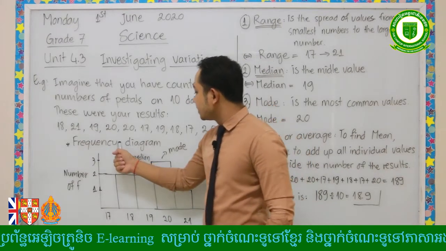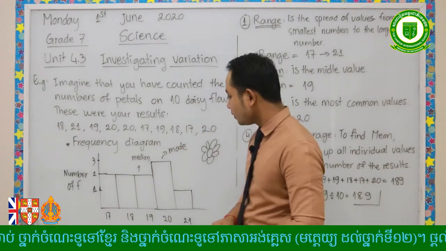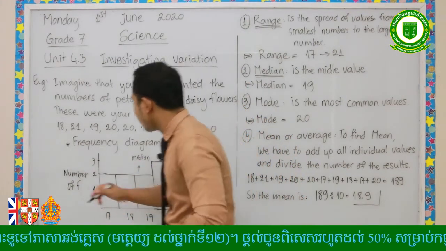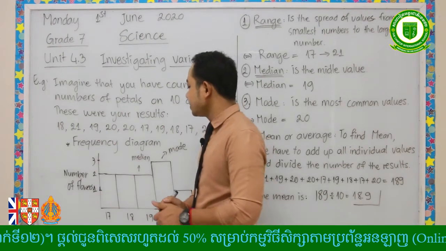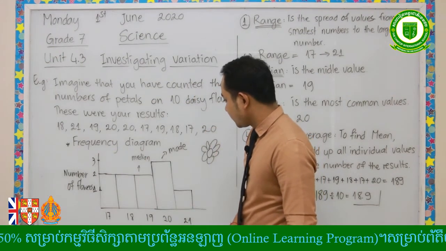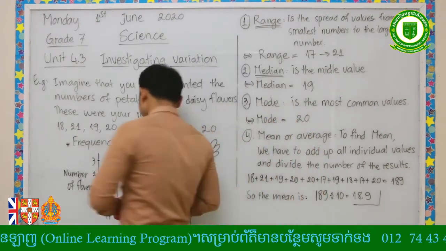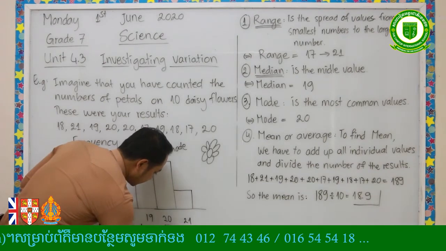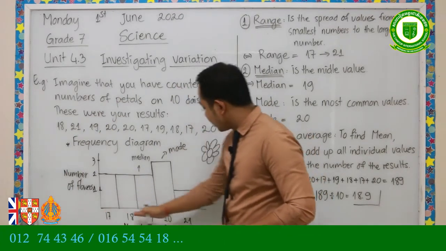And this is the frequency diagram that we made from counting the numbers of petals on the flowers. On this side of the frequency diagram, this is for the numbers of flowers: 1, 2, 3. And this side is the number of petals. This is the number of petals on this straight line right here.